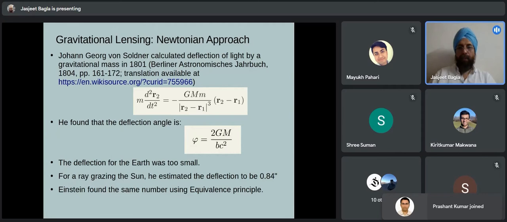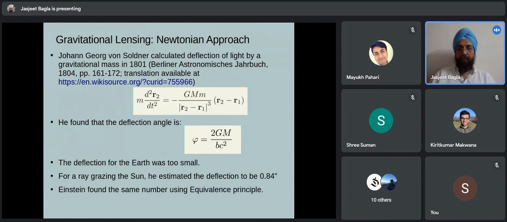So it doesn't really matter whether we know the mass of photons or light particles, you can still solve the equations. And he found that if the deflection is small, it can be expressed as 2GM by bc squared, where b is the closest approach or the impact parameter, M is the mass of the gravitating body, c is the speed of light, and G is Newton's constant of gravitation.